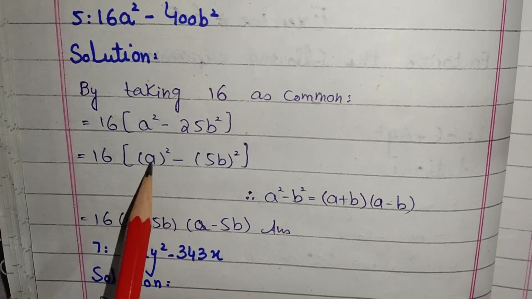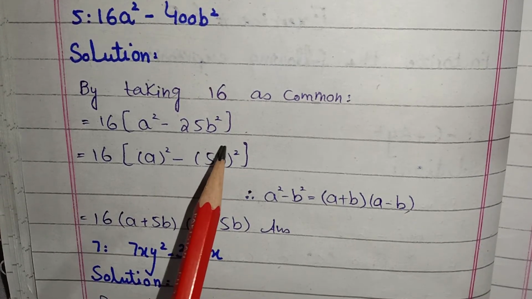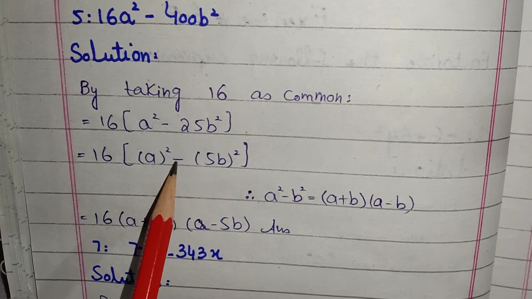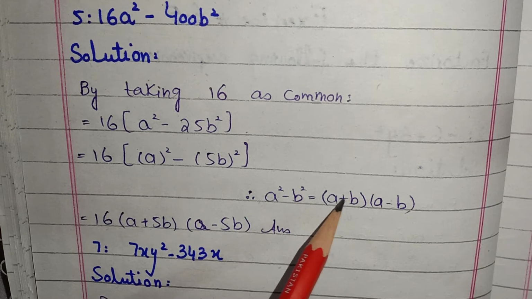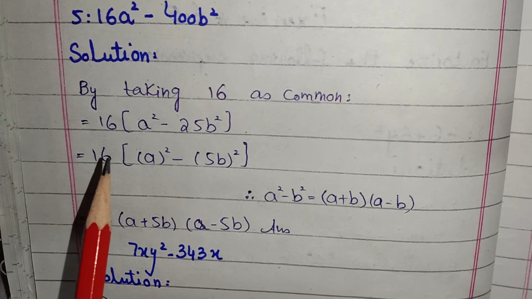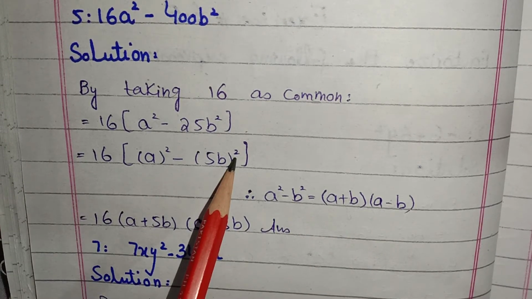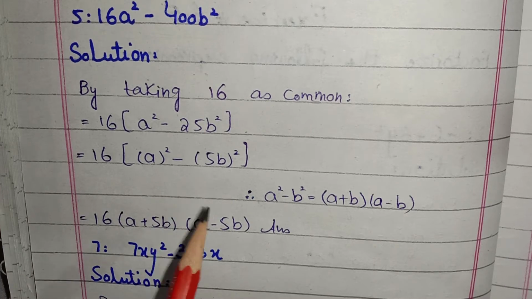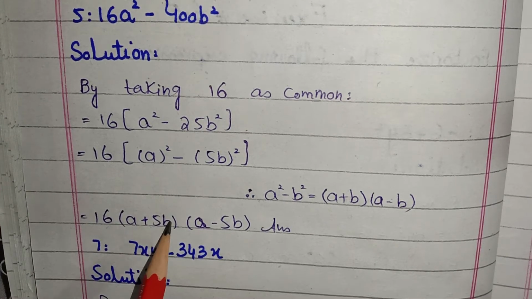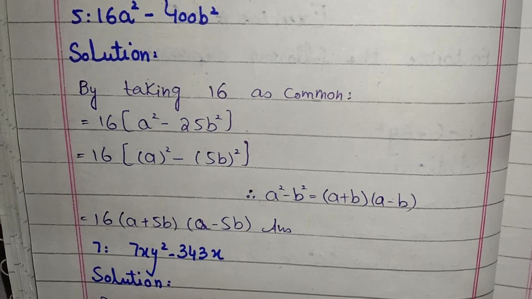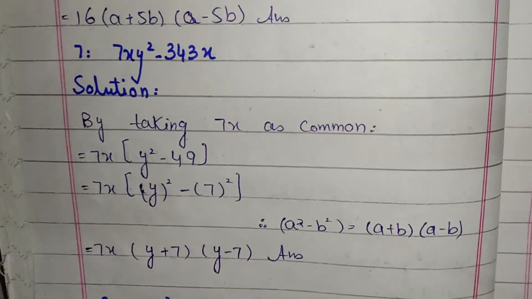As you can see, here we have two terms having squares on them and a minus in between them, so we will use our formula a square minus b square is equal to a plus b into a minus b. Now we will write these two terms having squares on them firstly with plus and secondly with minus. Here we have 16, our common term, into a plus 5b into a minus 5b, which is our answer.